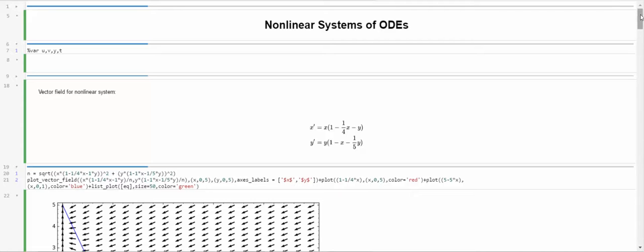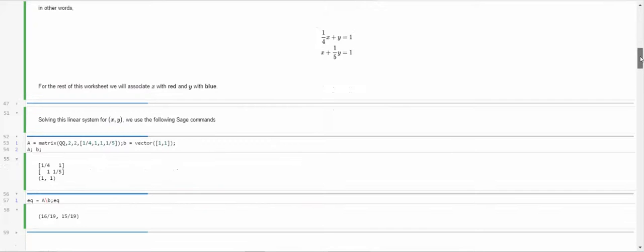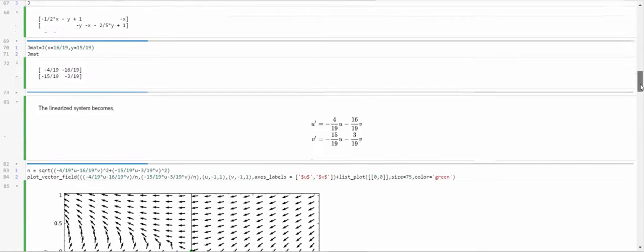So what I did in that previous video, and you should watch that so you can understand what I'm doing in this video, is I computed the null-clines for this system, and then I linearized about this equilibrium solution. And when I linearized, I computed the Jacobian to linearize, and I got this system of linear ODEs, and then I solved that system of linear ODEs.